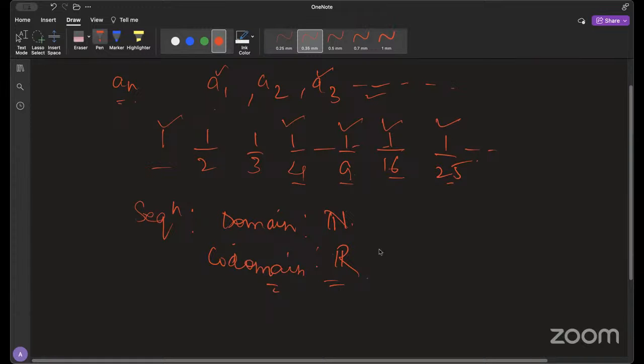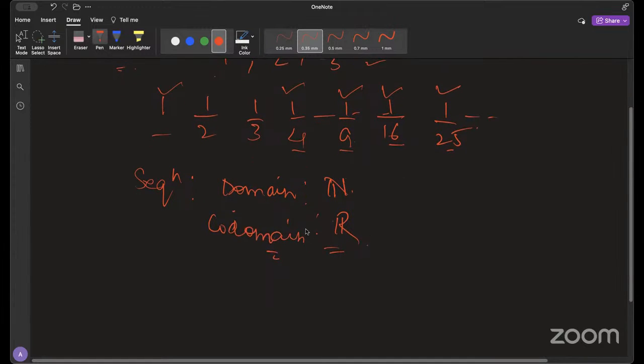This is it. Anything else from the concepts? No, ma'am. Okay, so we'll just move to the exercises then, the activity questions, starting with 7.1. Any doubts from there?